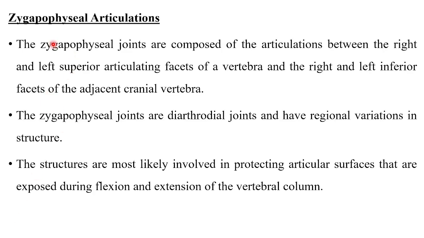The next articulation is known as the zygapophyseal articulation. These are composed of the articulations between the right and left superior articular faces of a vertebra and the right and left inferior faces of the adjacent cranial vertebrae. The zygapophyseal joints are diarthrodial, that is, synovial joints, and have regional variations in structure. The structures are most likely involved in protecting the articular surfaces that are exposed during flexion and extension of the vertebral column.